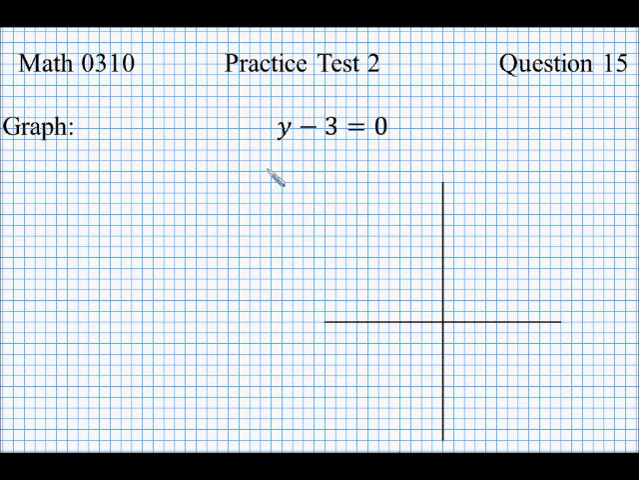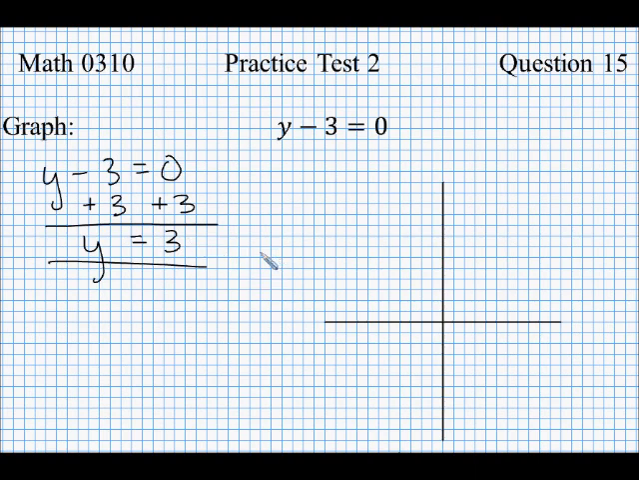Question 15 says graph the equation y minus 3 equals 0. So first thing we want to do here is solve for y. I think that'd be best to get y by itself on one side of the equal sign. And so really just to do that, to figure out what y equals, we just need to add 3 to both sides. And so here we're just left with y equals 0 plus 3 is 3. So here we have an equation y equals 3.